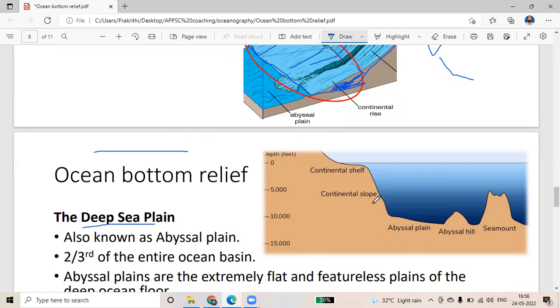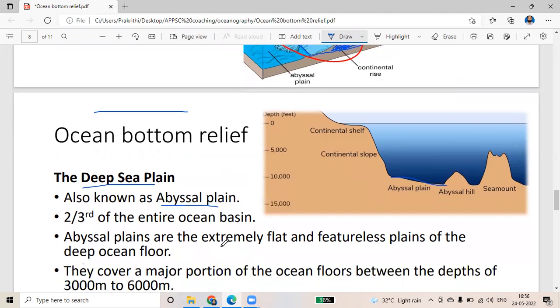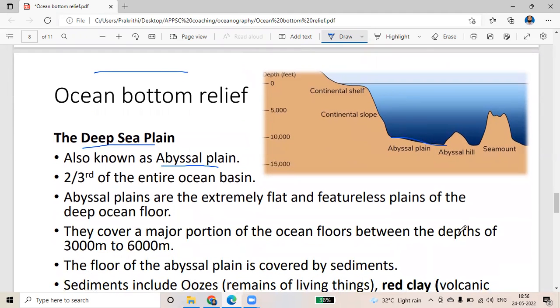So here, after the continental rise, the surface of the ocean bottom area comes. There the area has a flat, almost flat base. That area we can say is the abyssal plain region. Look at the depth of this area. Its depth varies from 3000 meters to 6000 meters.